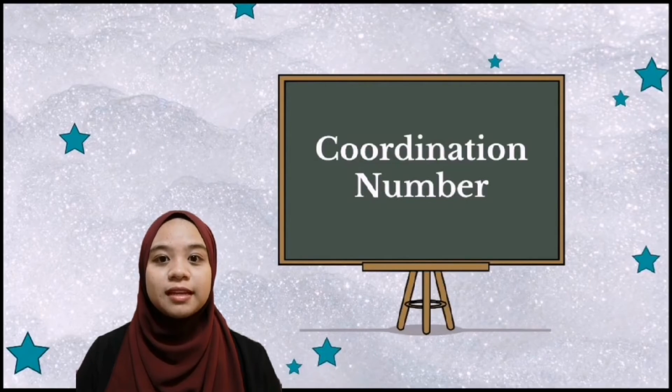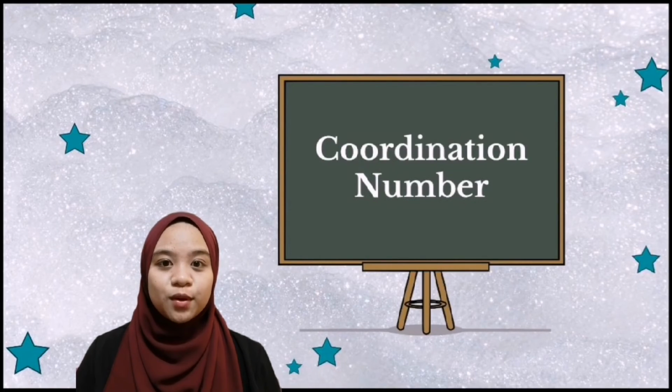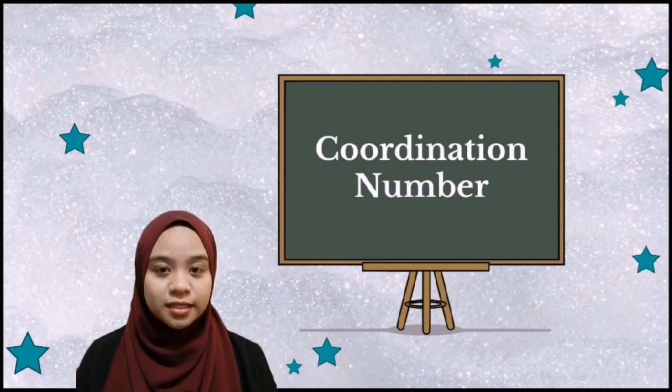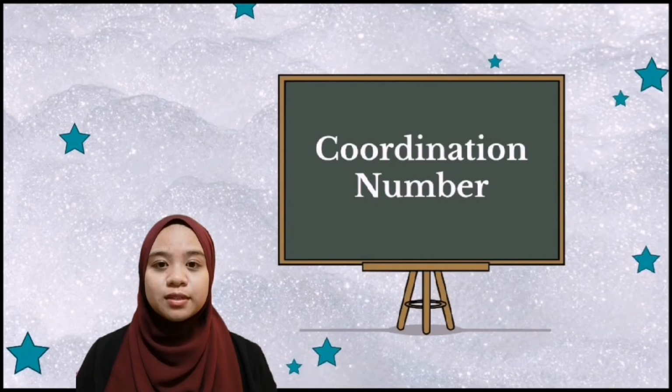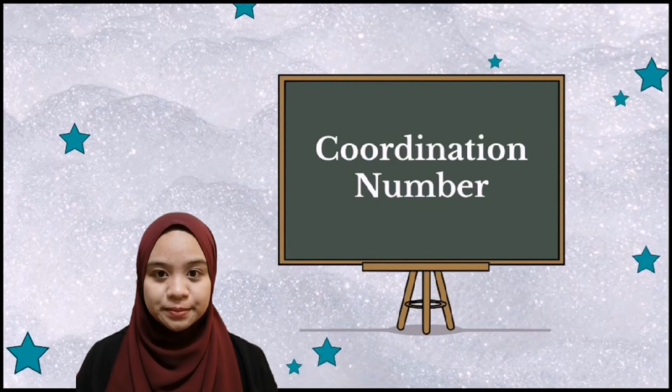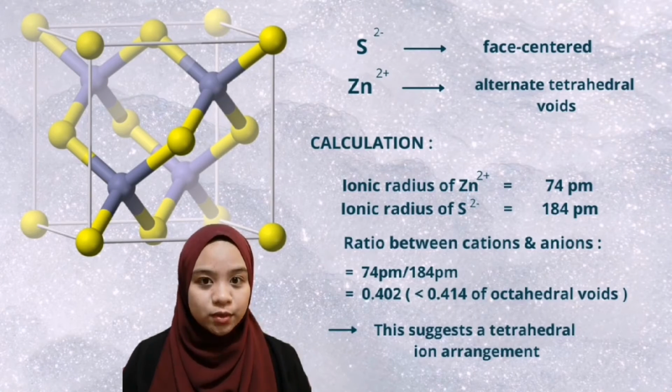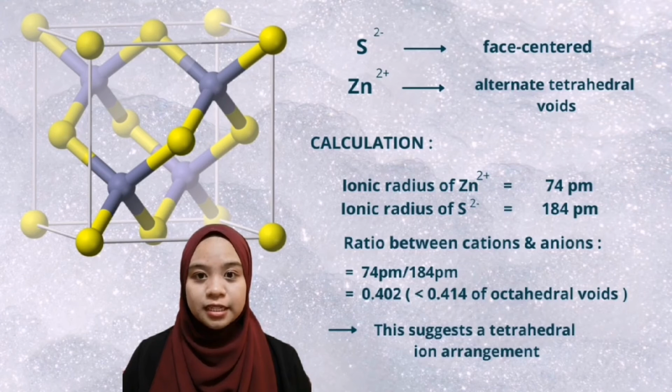Now, let's proceed to the next part of this presentation, which is coordination number. Coordination number is actually the atoms that are coordinated to a particular atom in a unit cell, or it is also known as the nearest neighboring atom. By referring to this 3D structure, the yellow color represents sulfide ions, which are face-centered, while the blue colors represent zinc ions, which are in alternate tetrahedral voids.